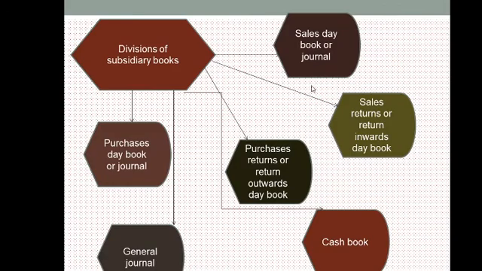So we'll start from the first one, which is the sales day book. This is a book of original entry in which credit sales are recorded before posting to the ledger. It is the book of original entry where we record all our credit sales. All our credit sales. I said credit sales.